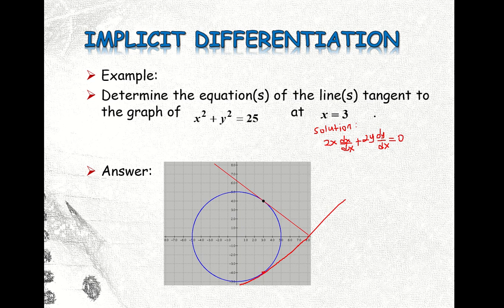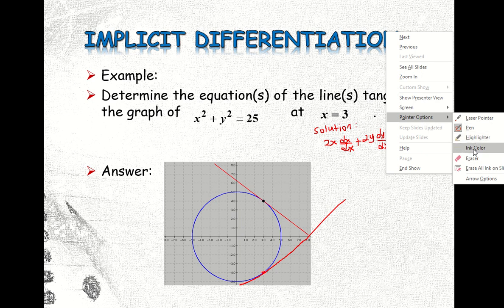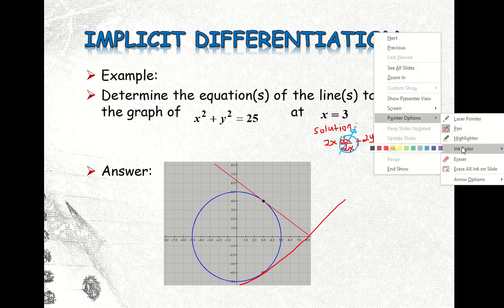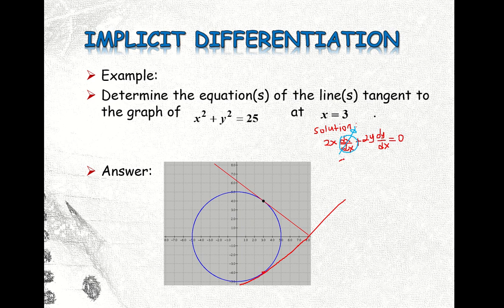So our goal here is to find the slope of the tangent line, so this tangent line or this tangent line. So we need to solve for dy over dx. dx over dx is equal to 1. Our equation becomes 2x plus 2 times y multiplied by dy over dx, and this is equal to 0.